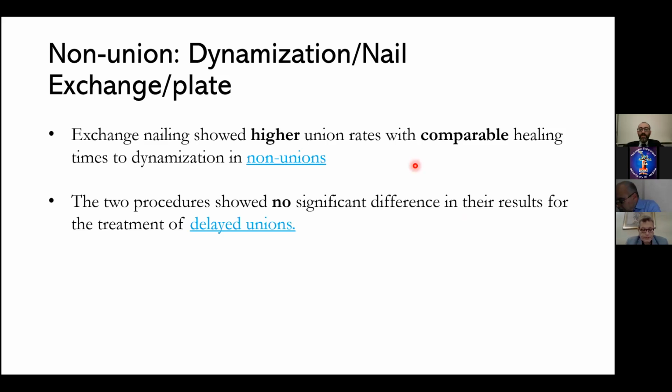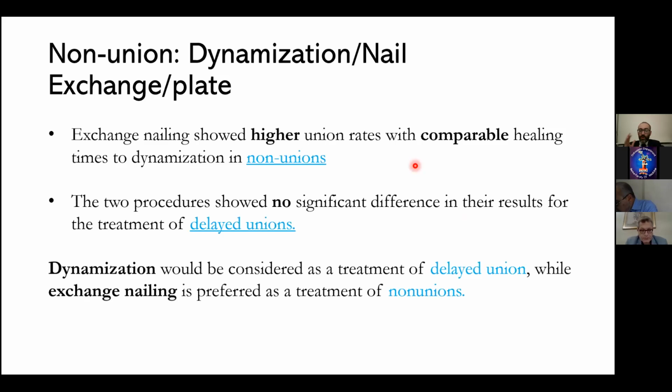But what about delayed union? The two procedures showed no significant difference. In other words, if you get a patient with delayed union, you can do both. But taking into account the cost, the scar, and the length of the surgery, let's do the easy thing, which is dynamization. But if the fracture is not united, it will be a waste of time to go for dynamization. I hope it gets clearer with time. So from this review, dynamization may be an option for a delayed union, but not for a non-union. Non-union would benefit from exchange nailing.